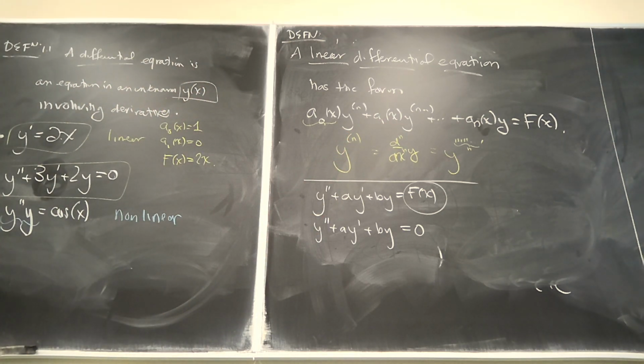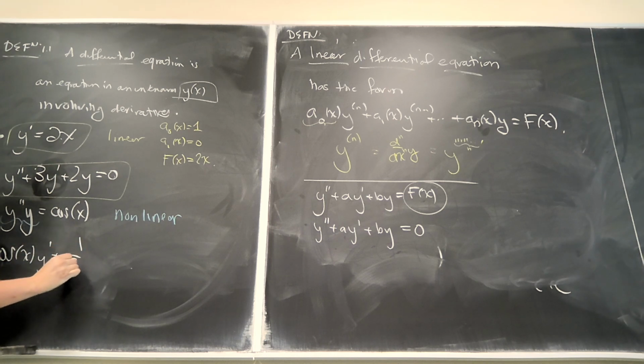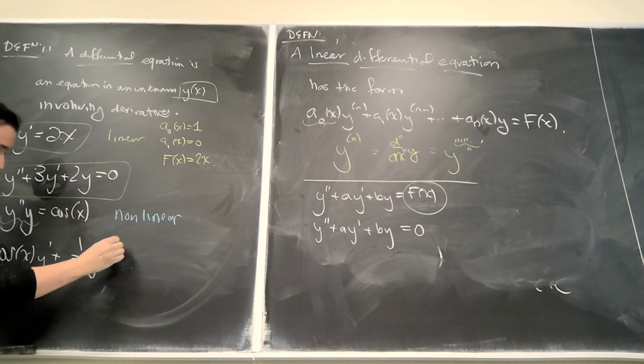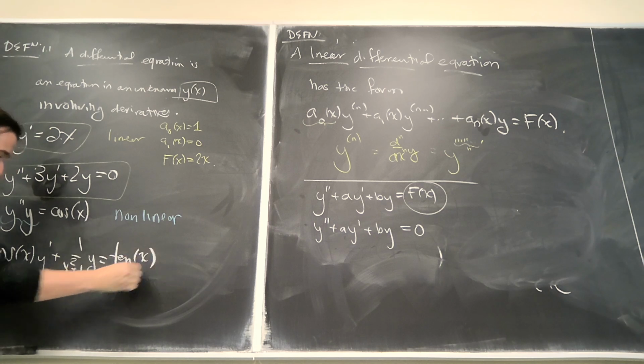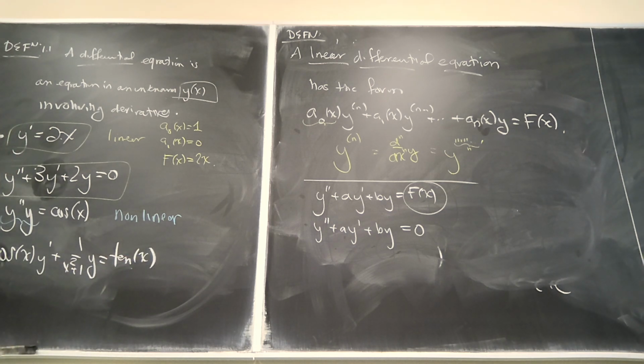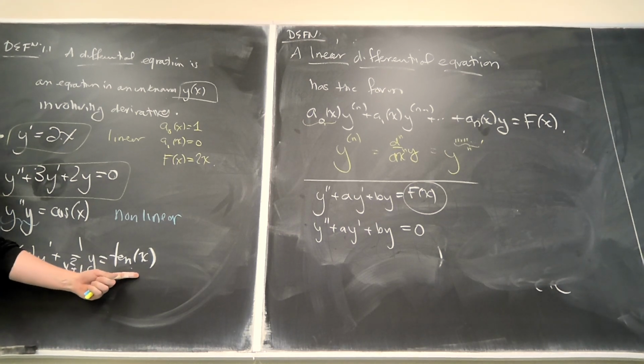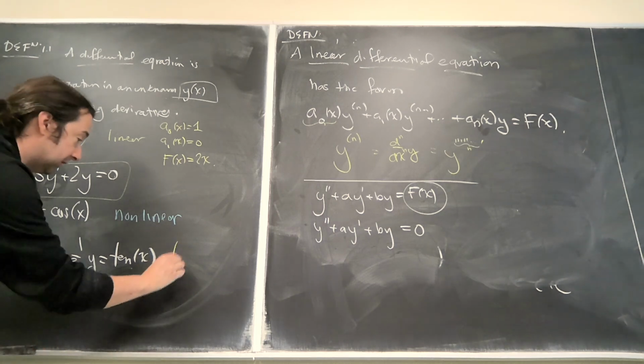Just to give you an example that's got some x's in it, I'll write down a linear function that does have some x's inside. So I could write cosine of x, y prime, plus 1 over x squared plus 1 times y is equal to the tangent of x. As nasty as that looks, that is still a linear equation because I have a function of x times y prime plus another function of x times y is equal to a function of x. So this one is also linear.